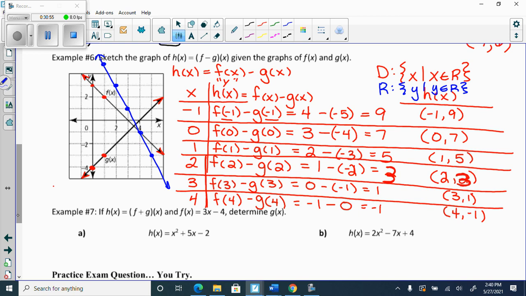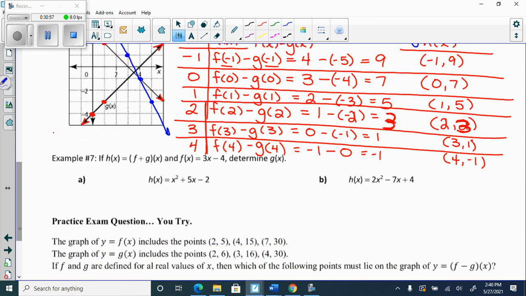Okay? The last type of thing they can ask is example 7. So we've been finding h of x the whole time, right? And I've been giving you f and g and making you add them. We agree? But now I'm going to give you f, give you h, and make you find g.